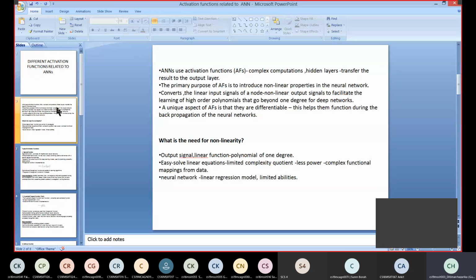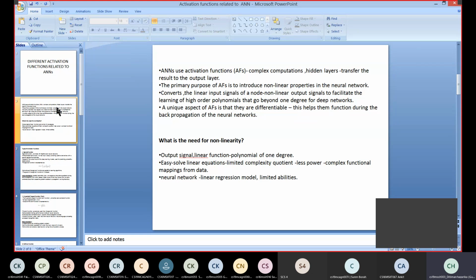A unique aspect of activation functions is that they are differentiable, which helps them function during the backpropagation of neural networks. So what is the need for non-linearity? As you can see, if we don't use activation functions, then the output signal will be simply a linear function, a polynomial of 1 degree, which will be easy to solve, but it will have limited complexity quotient. That means it will have less power for handling complex functional mappings from data. For that reason, if we don't use activation functions, our ANN will be simply a linear regression model with limited abilities.